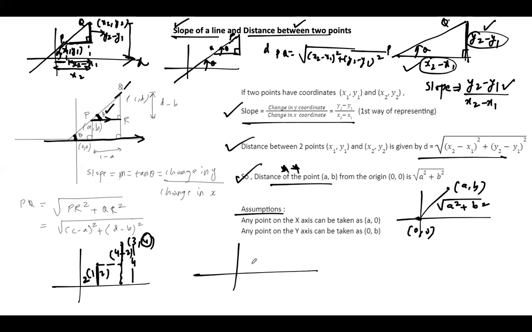Assumptions. Whenever a question says there is a point on the x-axis, we do not know where, I'll say this point is a comma 0. A is an unknown. On the x-axis, the y coordinate is going to be 0. Similarly, if I were to assume a point on the y-axis, the x coordinate of the point is going to be 0 and the y coordinate can be some variable, b. B can be positive or negative. If b is positive, it lies above the x-axis. If b is negative, then the point will lie somewhere here. Is this point clear, everyone?